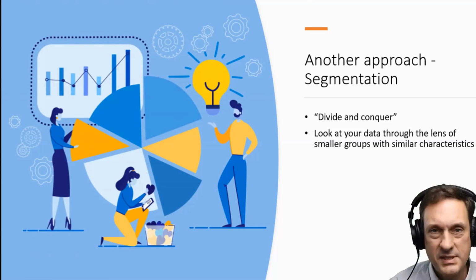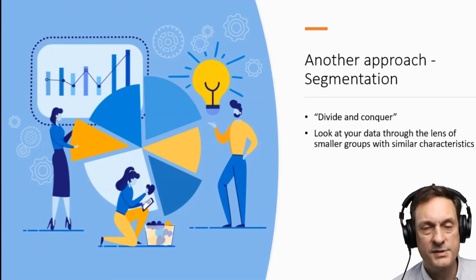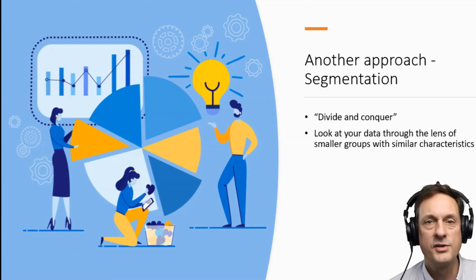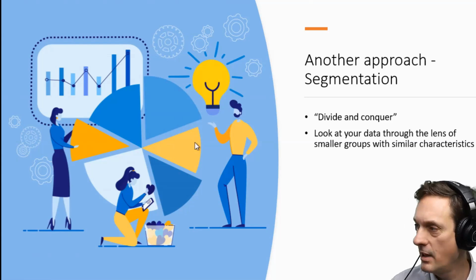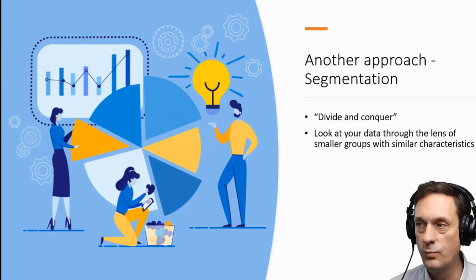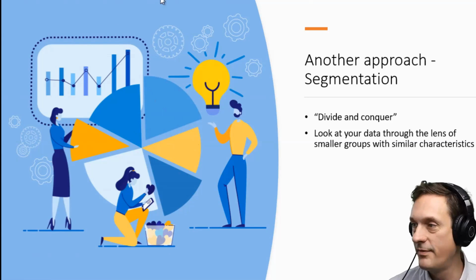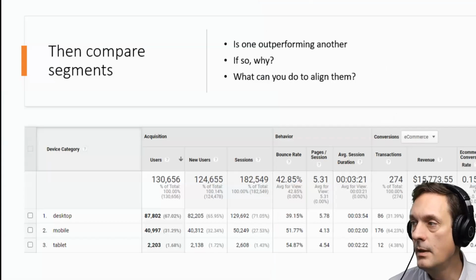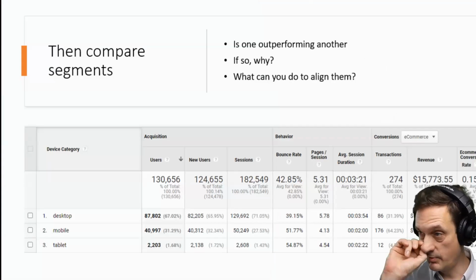And so you just keep chopping and changing, and you're looking for something to try and identify if there's a group that converts better than another. That's the heart of segmentation. The analysis is just to try and find a group that outperforms other groups, and then try to figure out why. Now, we try to compare the segments.